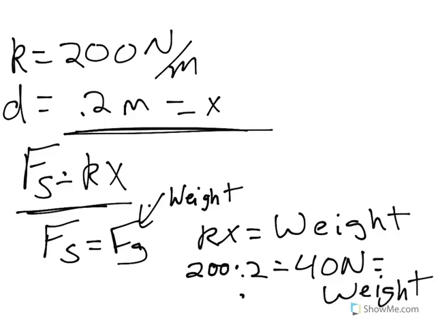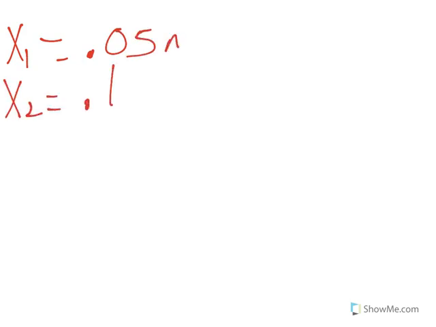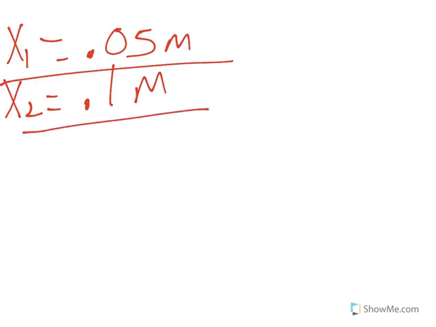Alright, number 2. So it talks about all this stuff with the spring. The main thing we need to know here is that X on the first one, it was originally at 0.10 meters, now it's at 0.15 meters. So that means X1 is 0.05, and X2 is equal to 0.1 meters, because it's at 0.2 meters. So we now know that X1 is at 0.05 meters, and X2 is at 0.1 meters. And it's asking us to figure out what is the spring's potential energy at A compared to B.